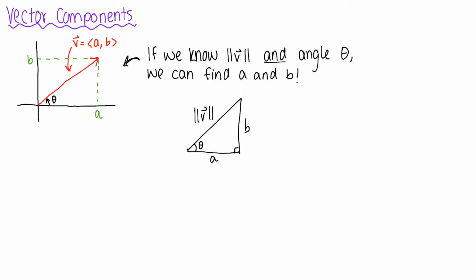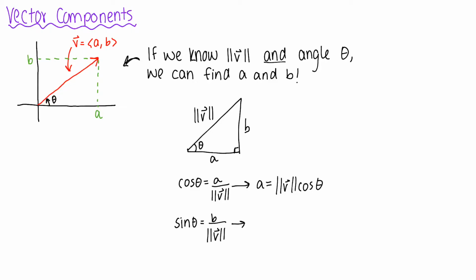Well, we can say that cosine of theta, that's adjacent, so A over hypotenuse, which is magnitude V, so cosine theta is equal to A over the magnitude of V. And by multiplying both sides by that denominator, we get that A is equal to the magnitude of V cosine theta. If we use sine theta instead, that's opposite, which is B over hypotenuse, which is the magnitude of V. And we could say that B is equal to the magnitude of V sine theta.